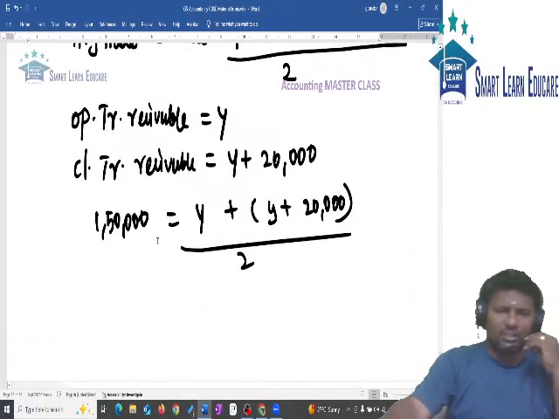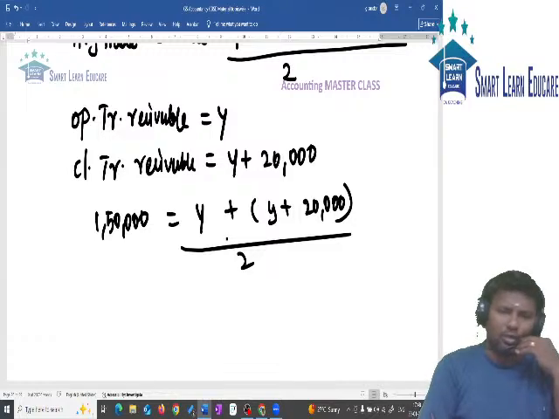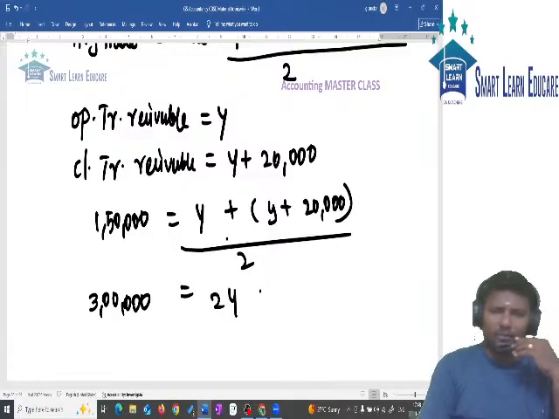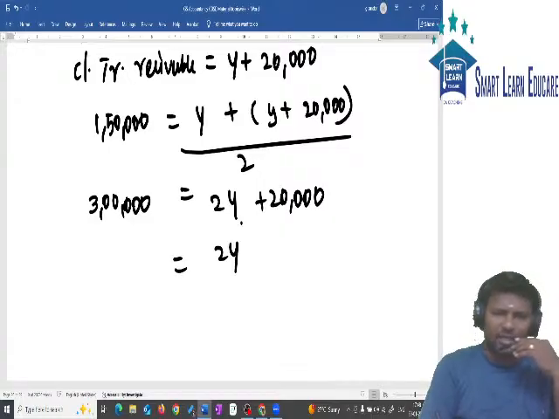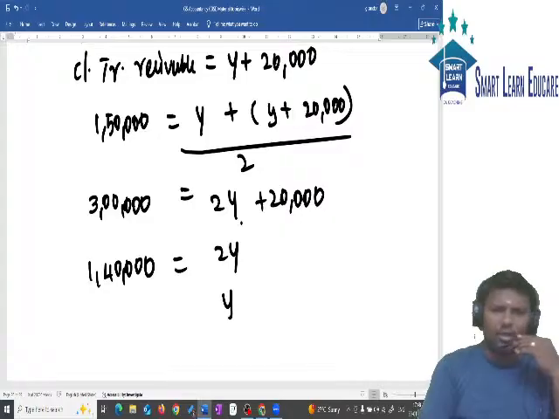If you solve this equation, you will be getting an answer. How to solve this equation? 2 into 1,50,000 will give you 3 lakh. 3 lakh is equal to 2y plus 20,000. So from this we can find out what is 2y. 2y is equal to, this 20,000 comes this side, it will become negative. 2y is equal to 1,40,000. If 2y is equal to 1,40,000, y is equal to 70,000.